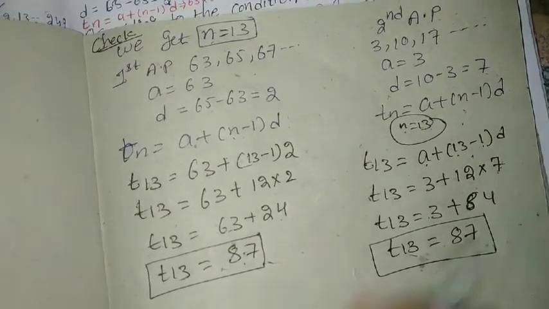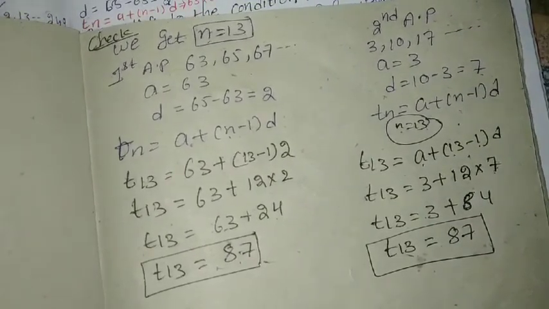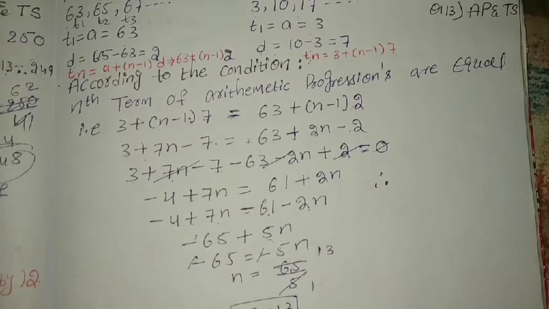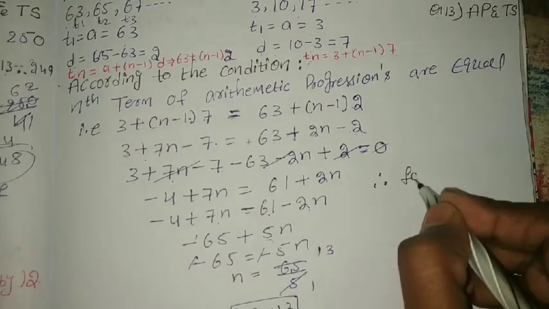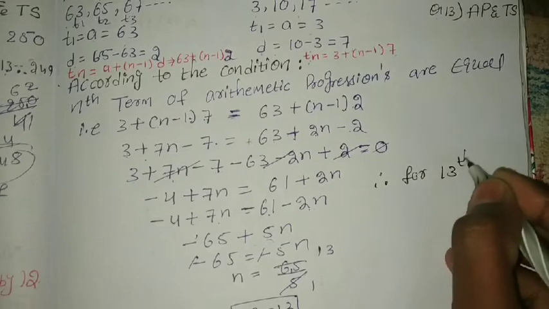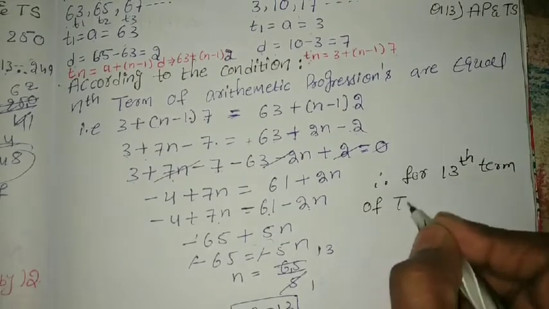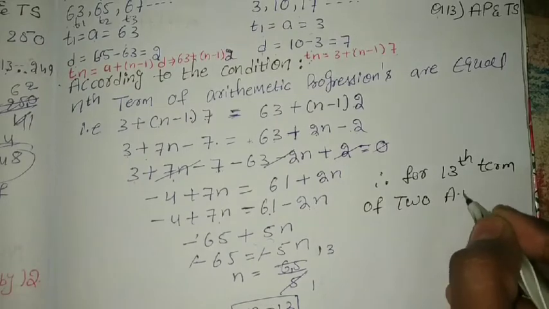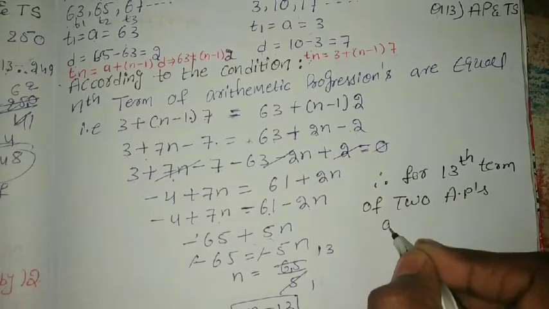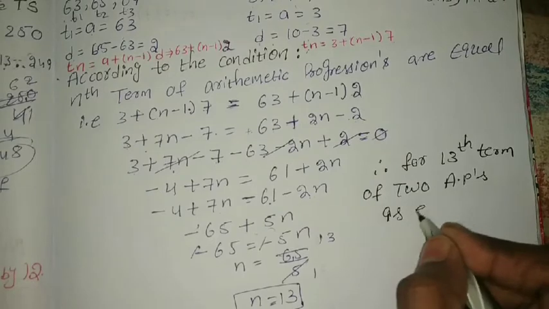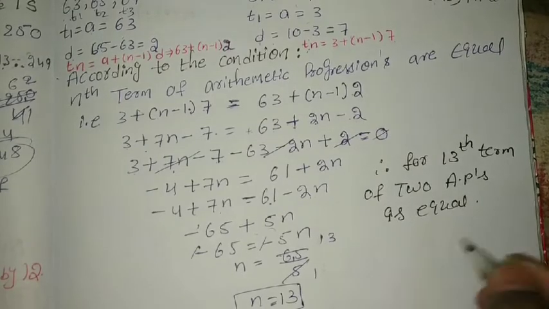Understand? It's very easy, no? So, let's check the next question. What do you want to write as the conclusion? For the 13th term, the two arithmetic progressions are equal. This is the conclusion.